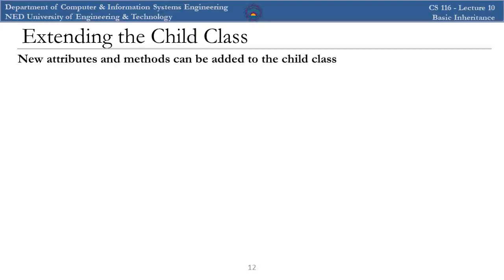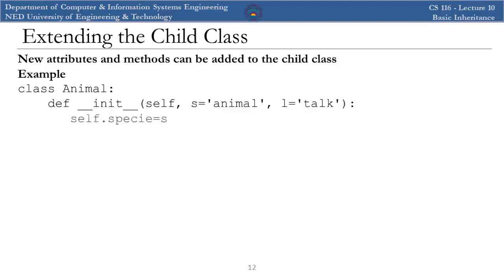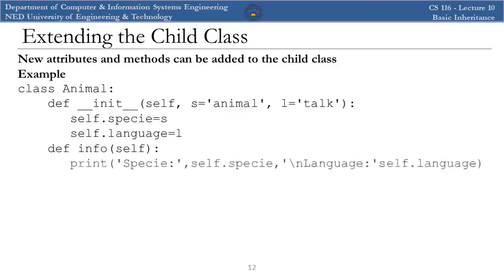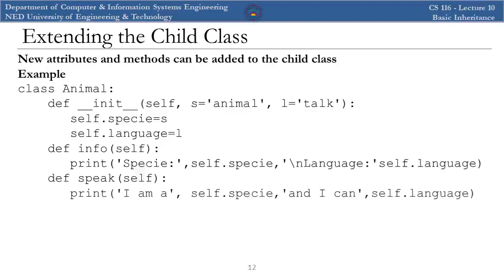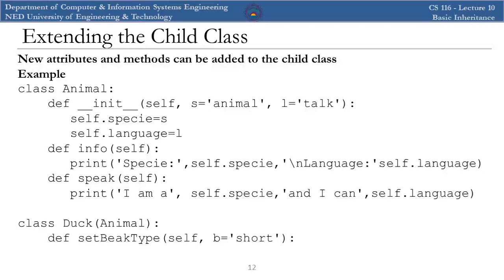Now let's extend the functionality of the child class. What I'll do here is add some attributes and methods to the child class. So let's do that. Okay, now the base class, which is animal, remains unchanged. This is the code that we have already written for this base class animal. Now for this duck class, I am defining one method which will instantiate a new attribute for this class duck. That attribute is beak type.